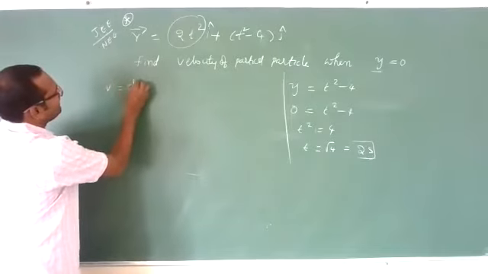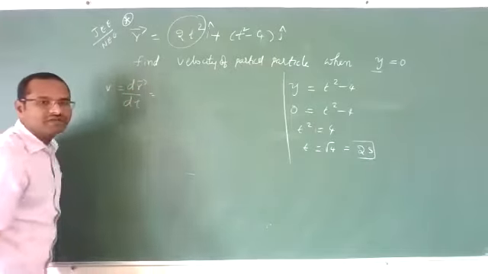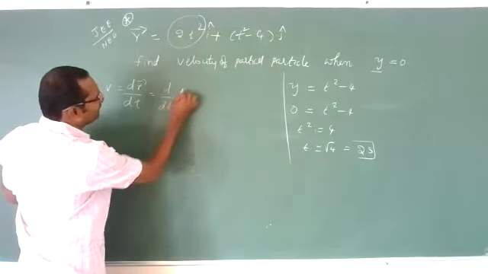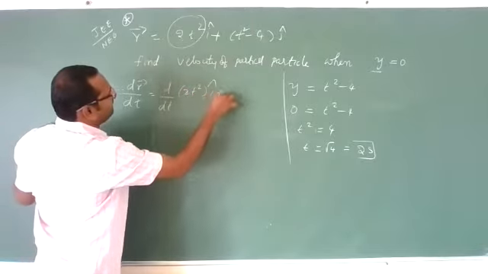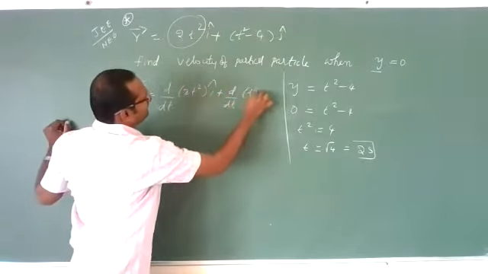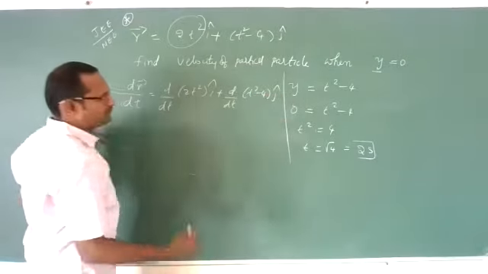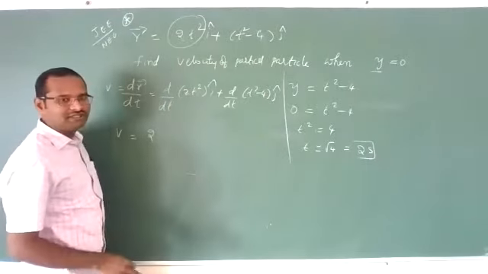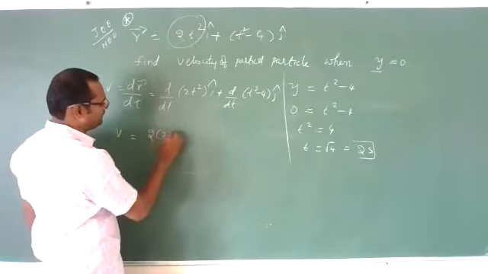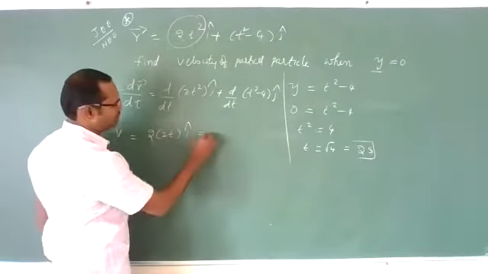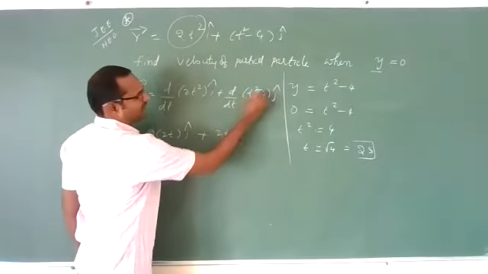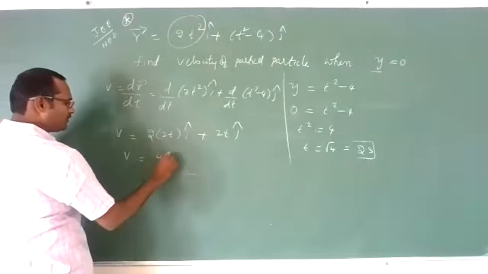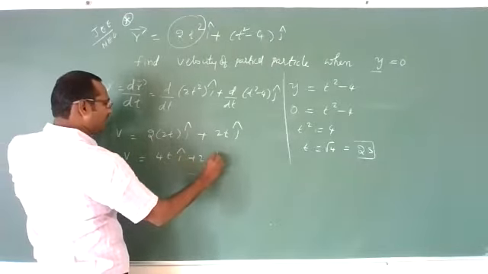Velocity is nothing but dr by dt, yes? For this we should do differentiation: d by dt of 2t square i cap plus d by dt of (t square minus 4) j cap. Then only I get the velocity. So velocity is equal to, 2 is a common constant, it will come out: d by dt of t square is 2t i cap, plus d by dt of t square minus 4, which is 2t, and the derivative of 4 is 0, j cap. Means velocity is equal to 4t i cap plus 2t j cap.